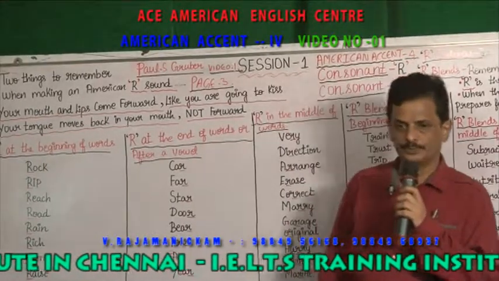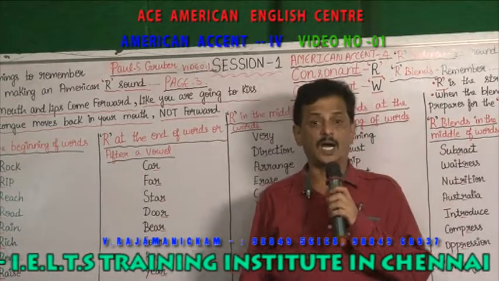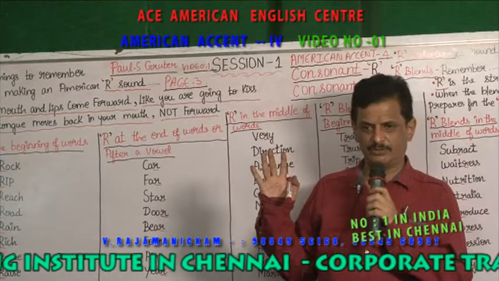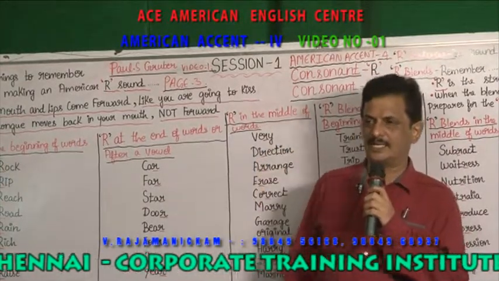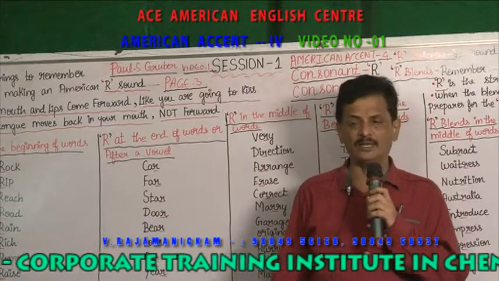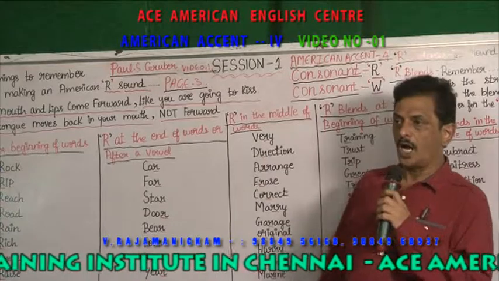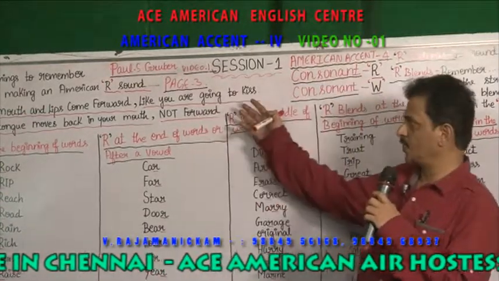R and W. R is a consonant. W is a consonant. R is a semi-vowel. How many vowels are there? Five vowels are there. You know that. But R and L are semi-vowels. R, you say R, it's a vowel sound. So how do you pronounce R? This is what you have come here for.